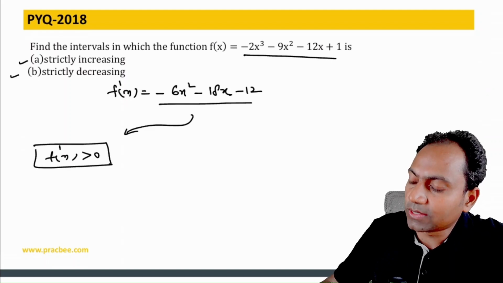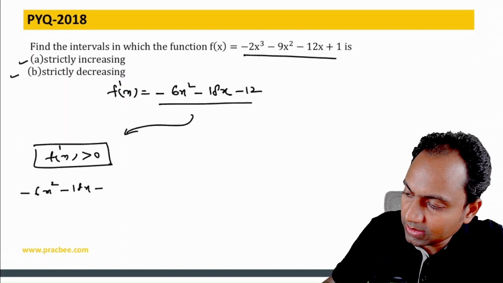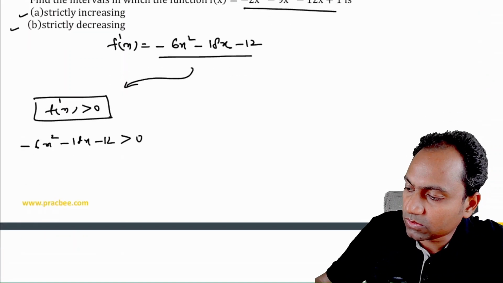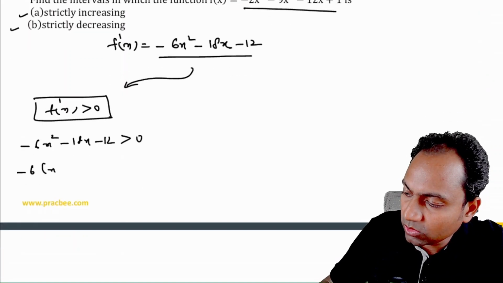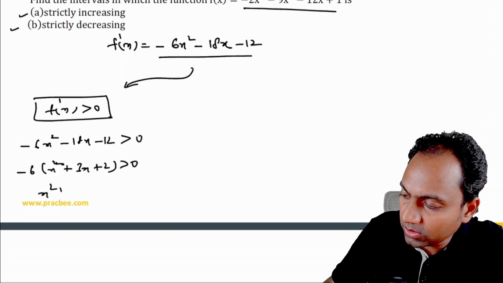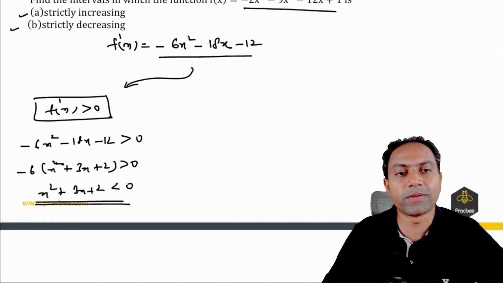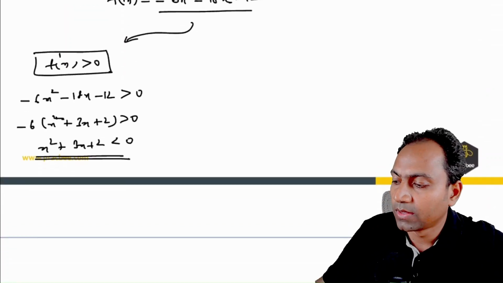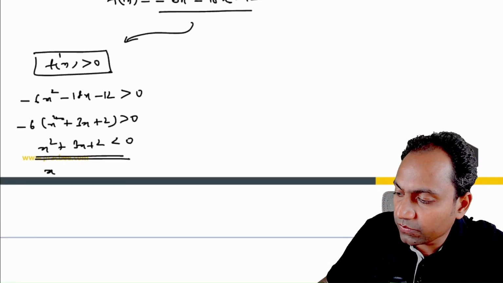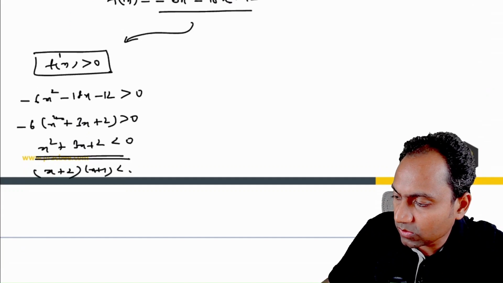Now if you put this greater than 0, I have minus 6x square minus 18x minus 12 is greater than 0. Minus 6 can be taken common. So x square plus 3x plus 2 is greater than 0. And if I take the negative number to the other side, the inequality sign will get flipped. This is very important. This is where most of the students will go wrong. Now the next step is to factorize this. So it is x plus 2 into x plus 1 is smaller than 0.